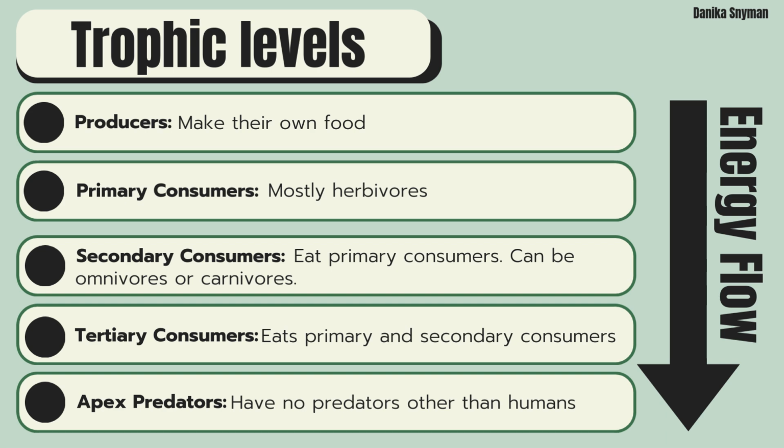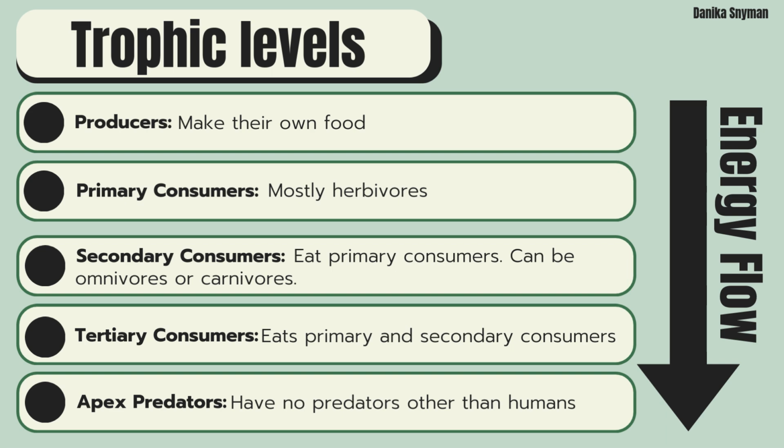So let's talk about the trophic levels, the levels in the food web. Producers make their own food. They are plants and trees. How do they make their own food? Through photosynthesis. The primary consumers eat the plants. They are usually herbivores, animals that only eat plants, plant eaters.